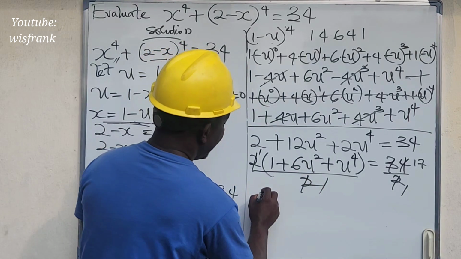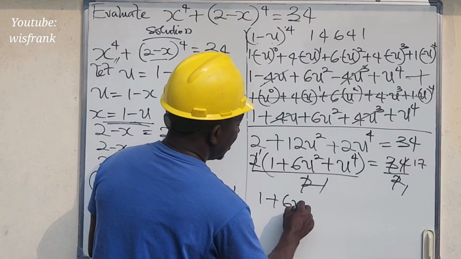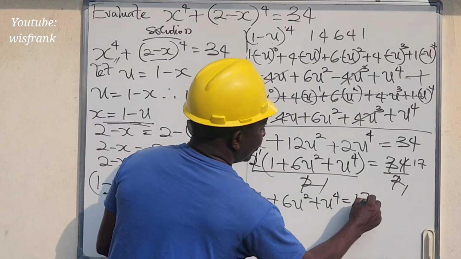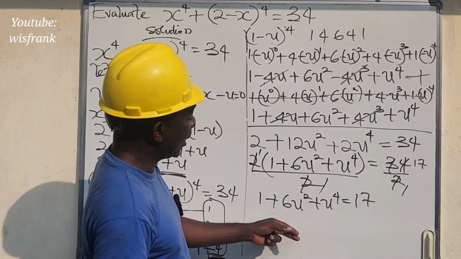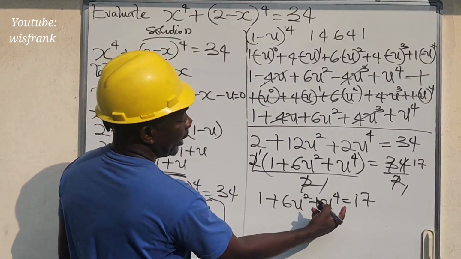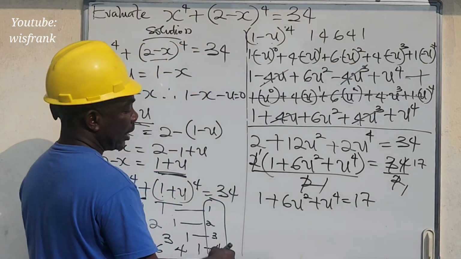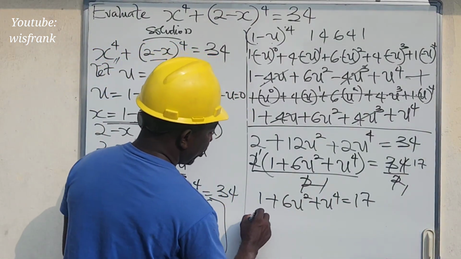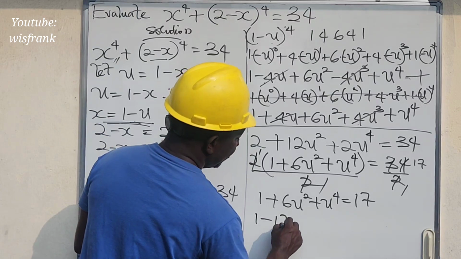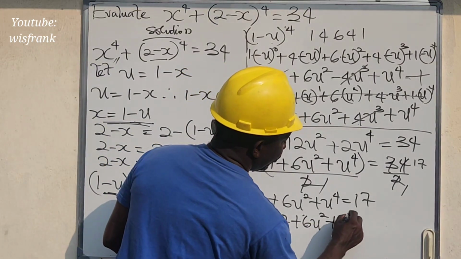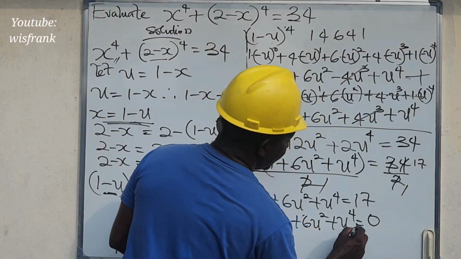So all we are now left with is 1 plus 6u to the power of 2 plus u to the power of 4 equals 17. So in this case, we are going to bring 17 to the other side. Transposing that to this other side will become 1 minus 17 plus 6u to the power of 2 plus u to the power of 4 equals 0.